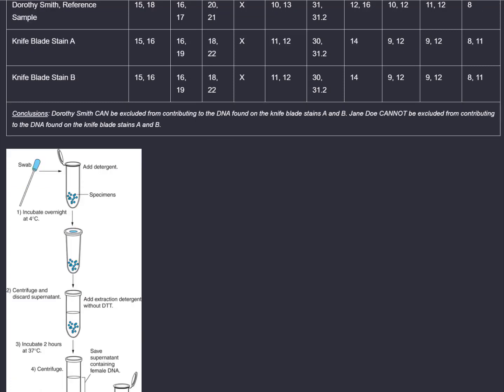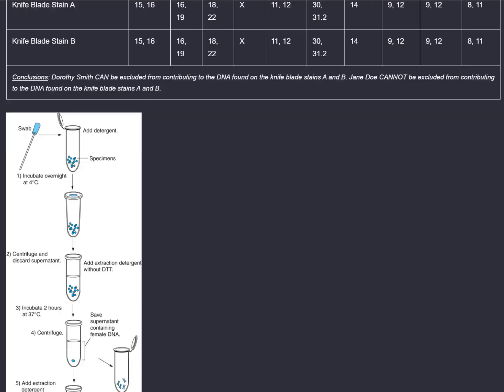Dorothy Smith, reference sample. 15, 18. 16, 17. 20, 21. X. 10, 13. 31, 31.2. 12, 16. 10, 12. 11, 12. 8. Knife blade stain A.